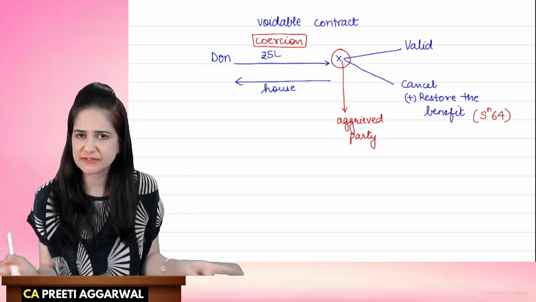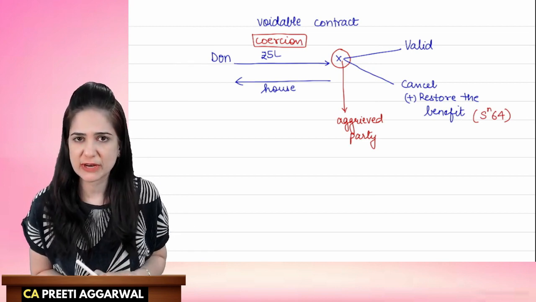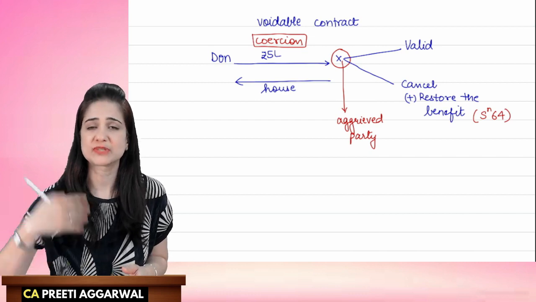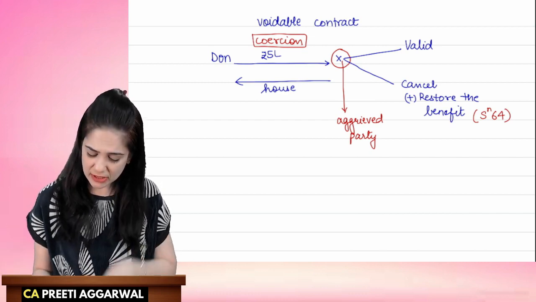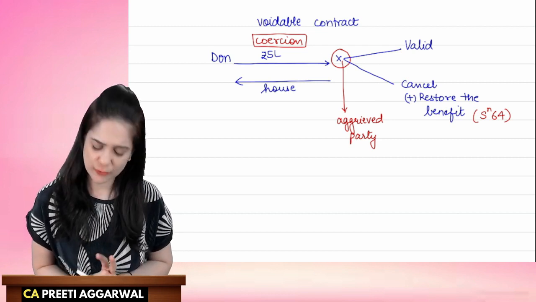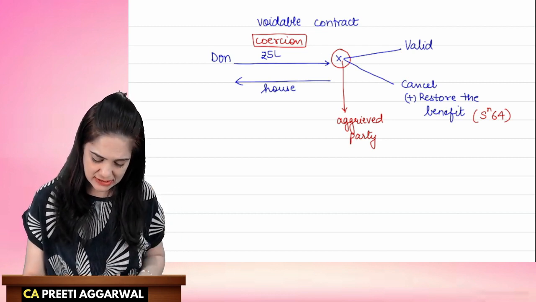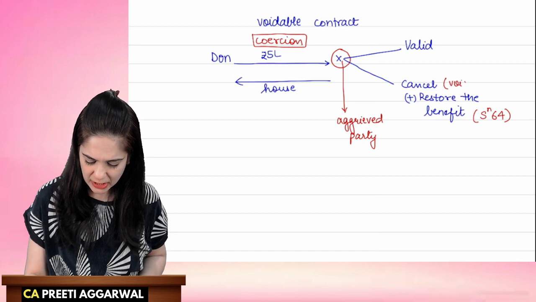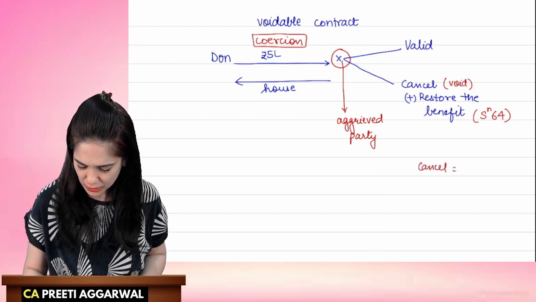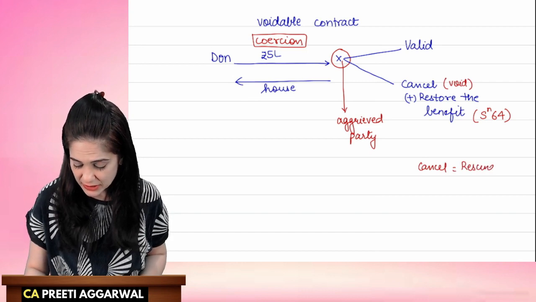Both the sections are different, although they talk about restoration of benefit, but there it was restoration of benefit for a void contract or a contract which is subsequently declared void. And here restoration of benefit in case of voidable contracts is covered under section 64. Once the contract is cancelled, you can say that the contract becomes void. Another word for cancellation, you can also say he can rescind the contract.